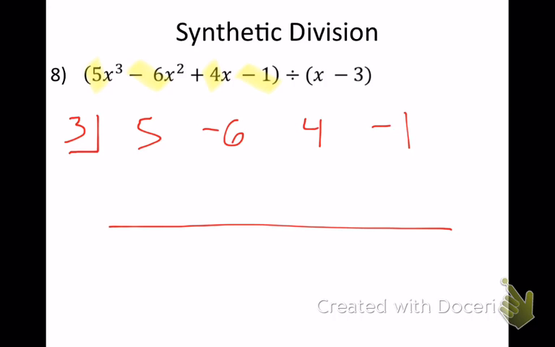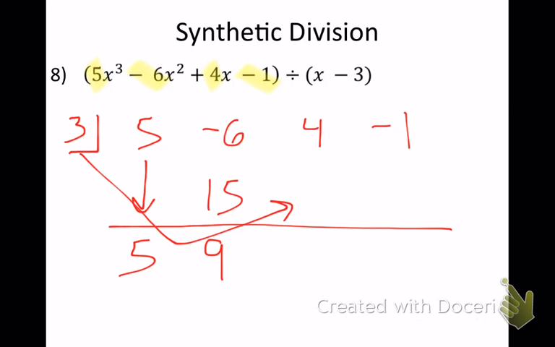Now I'm going to help you start off. What's the first thing I'm going to do when I do synthetic division? I'm going to bring this first number down. So I have a 5. And then I multiply, and I get, what'd you say? 15. Yep. Then I get 9. So 3 times 9 is? 4 and 27 is? What's 4 and 27? 31.